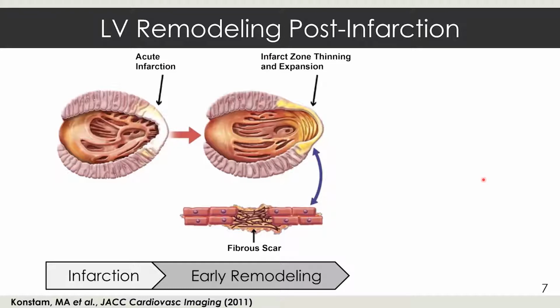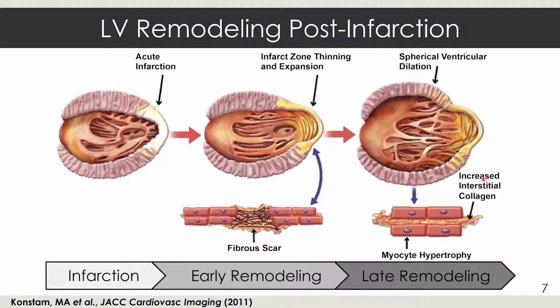This process happens because the now akinetic necrotic tissue is constantly being pulled by the contractile myocardium, and this leads to the infarct expansion process. Depending on the size of the infarct, you may get significant ventricular dilation and hypertrophy, and these are all contributing factors that may lead to heart failure.